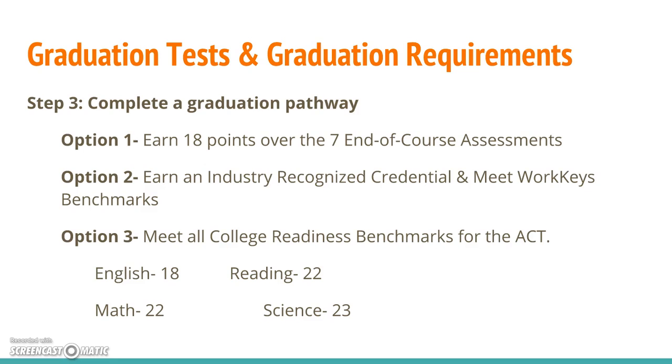Step 3 is completing the graduation pathway. You have 3 options for graduation. The first option is to earn 18 points over the course of the 7 end-of-course assessments that you will take. These end-of-course assessments are Math 1, Math 2, English 9, English 10, Biology, American History, and American Government. Your second option is to earn an industry-recognized credential and meet the WorkKeys benchmarks. The third option is to meet all of the college readiness benchmarks set for the ACT. You can see the college readiness benchmarks on the screen.